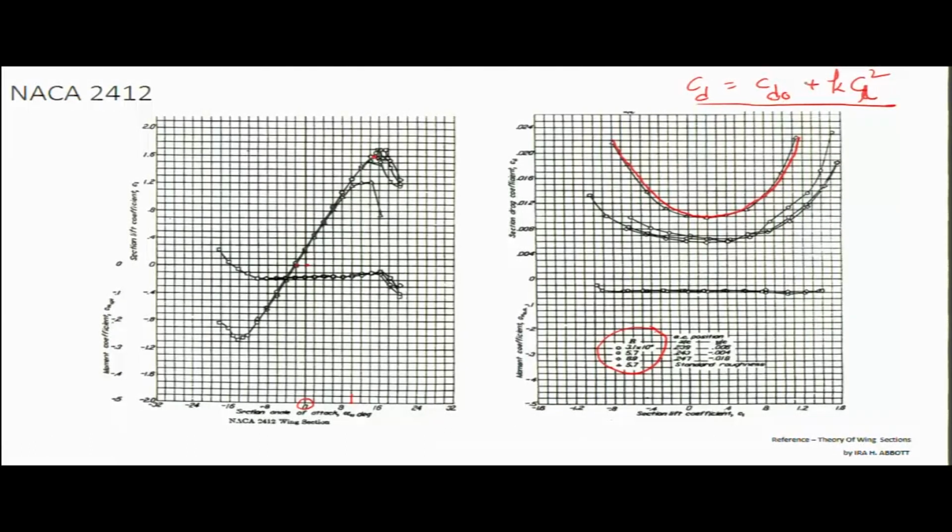Now what is CD naught? The profile drag here, which is at Cl equal to 0. So what is Cl 0 here? So this is your Cl 0, and the corresponding drag coefficient is 0.01 approximately. So CD naught of this aerofoil is 0.01.